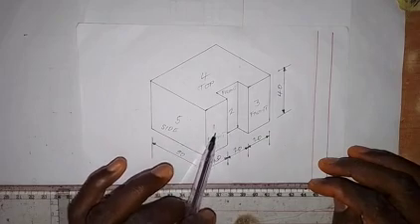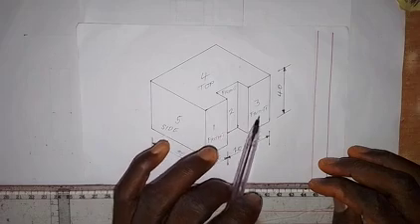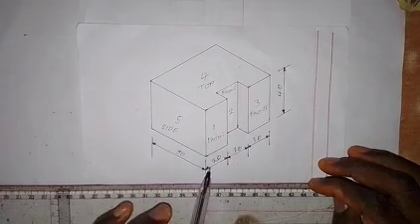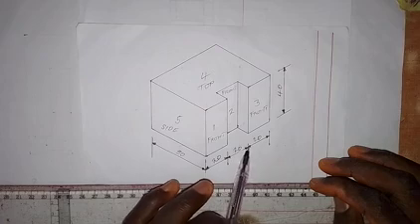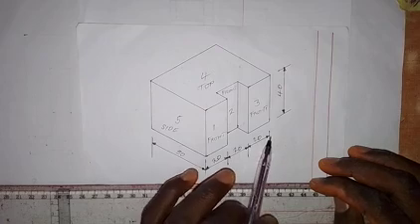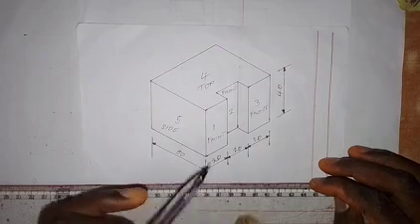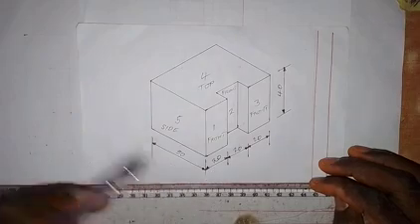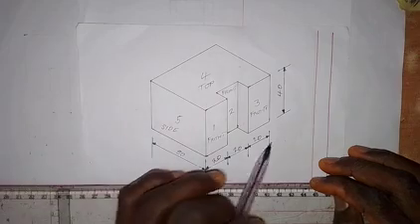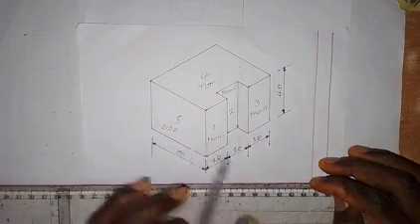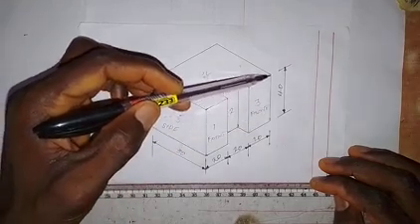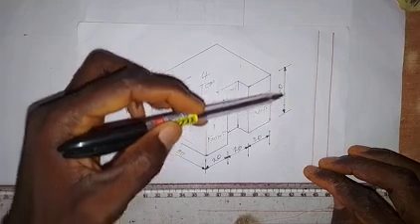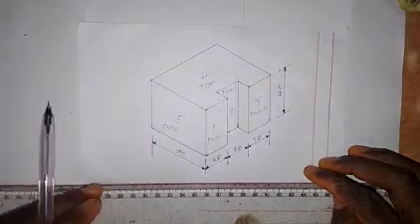We have rectangle 1, rectangle 2, and rectangle 3. And the length or distance from here to here for this rectangle 1 is 20 millimeters. From here to here is 20 millimeters, and from here to here is 20 millimeters. Or we can say that 2 centimeters. But in technical drawing, we use millimeters, so that's why I put 20 millimeters there. Then the height of this rectangle is 40 millimeters or 4 centimeters.